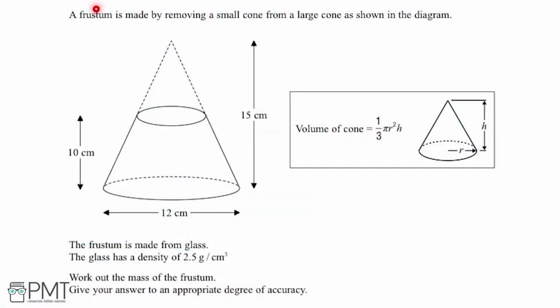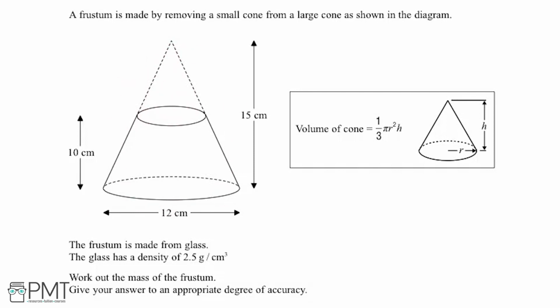This object is made by removing a small cone from a large cone as shown in this diagram. It's made from glass, and the glass has a density of 2.5 grams per centimetres cubed. And we need to work out the mass of the object, giving our answer to an appropriate degree of accuracy. Okay, so this is the object here, this part here. And as we can see in the diagram, what it describes in the question, it's made from taking a large cone and subtracting a smaller cone from it.